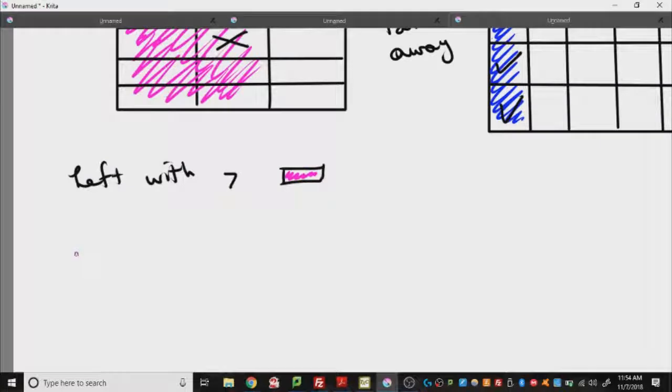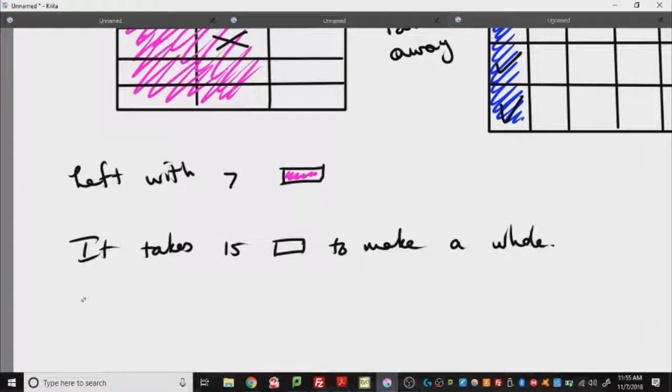So our answer is, oh no, missed the sentence. It takes 15 little pieces to make a whole rectangle. So we're left with 7/15 of a whole.